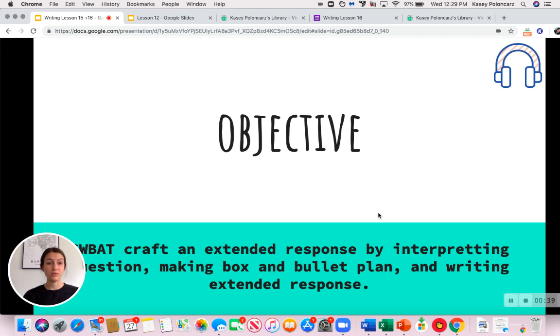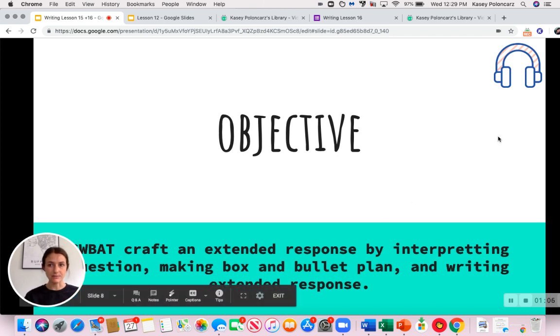There are three parts of this objective. The first part is that we have to interpret the question. Then we had to make a box and bullet plan. And then finally, we have to write an extended response. In lesson 15, the lesson that we did yesterday or the day before, we did the interpret question and the box and bullet plan. So right now, we have one thing left to do, and that's writing our extended response.